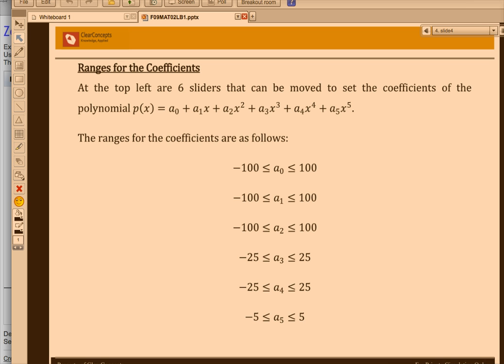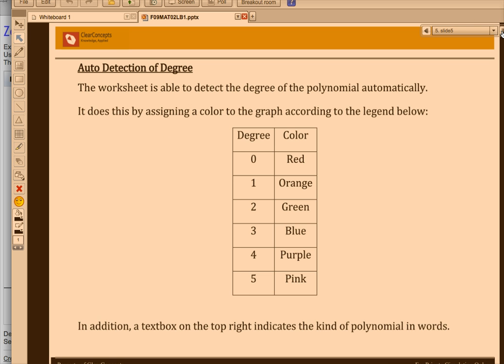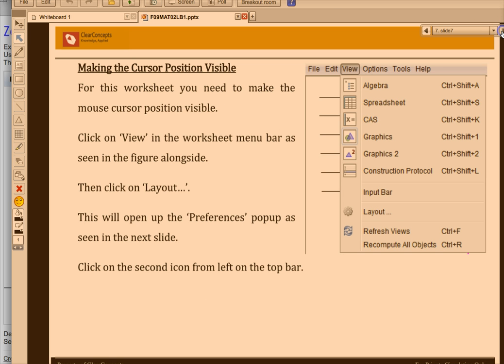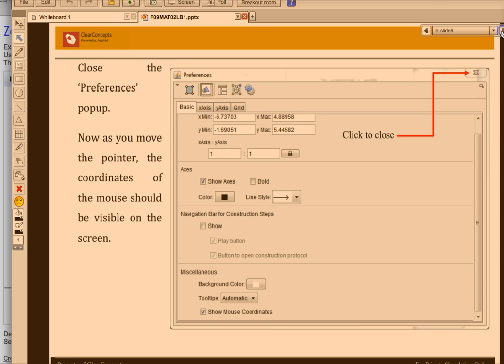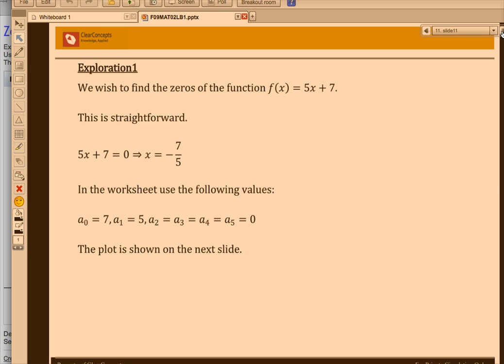Alright, here at the class screen, I'm just going to flip through to a little bit of an exploration. These are just instructions on how to use it, which of course we'll post for you. Let's look at the function f(x) equals 5x plus 7. Are you all on the class screen? Can you see this slide on the class screen?